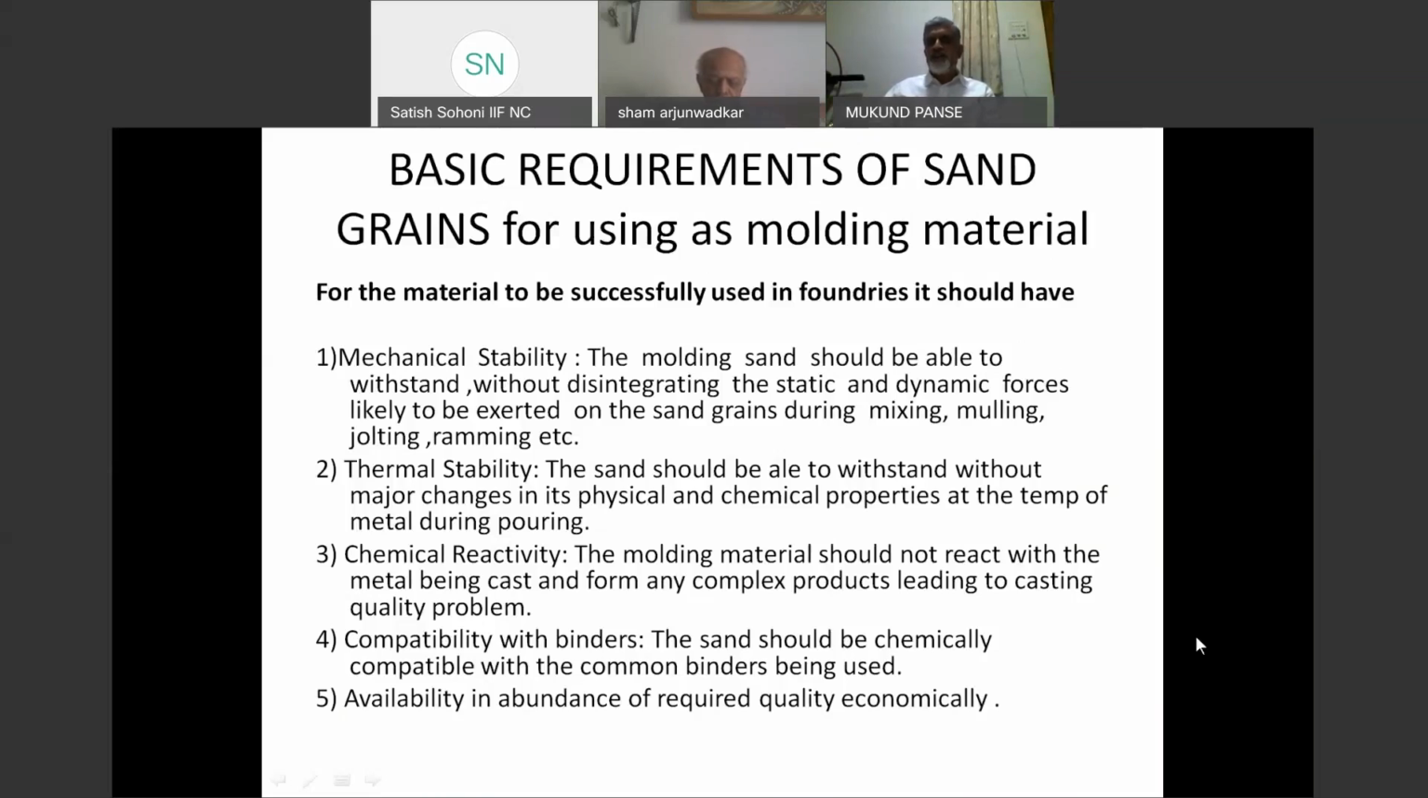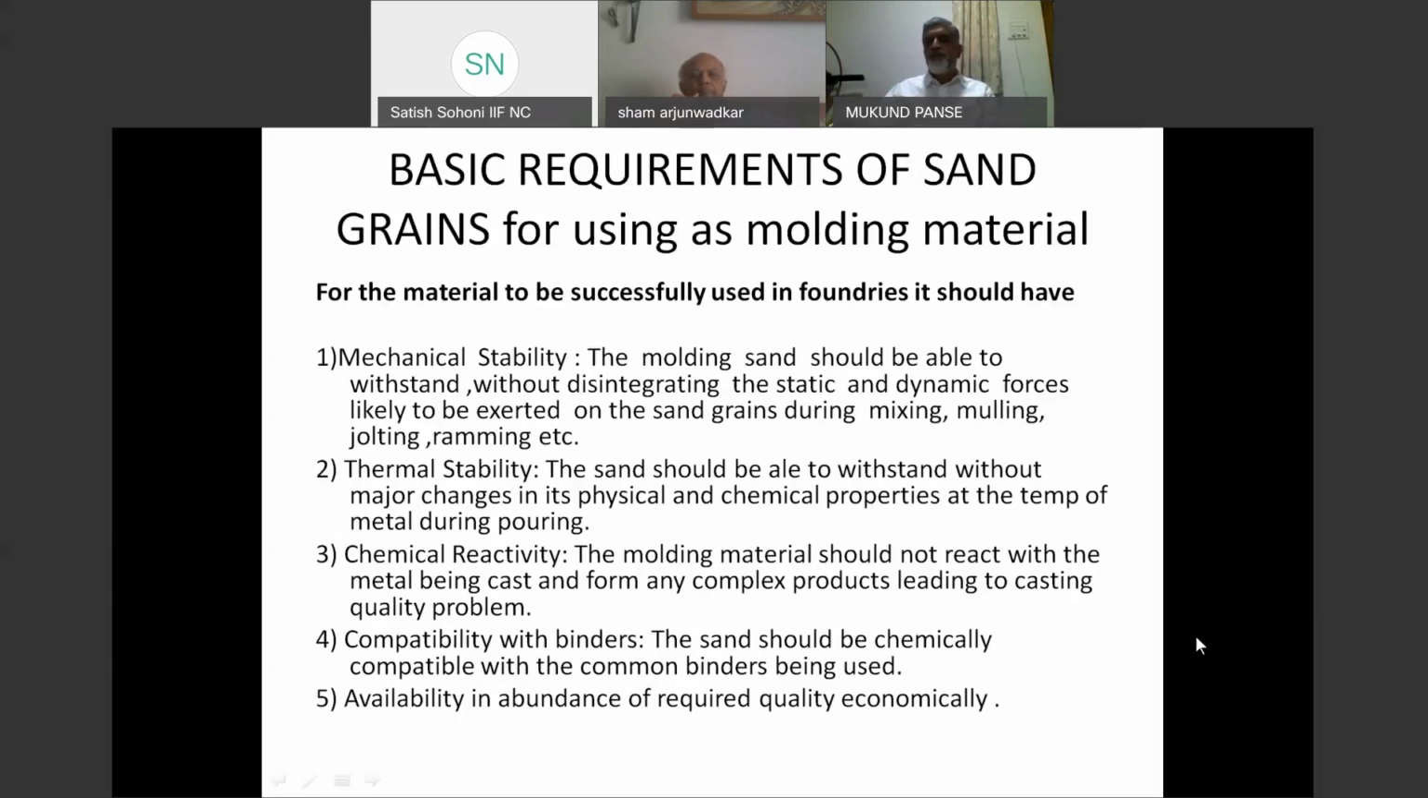Naturally, the best characteristic is the mechanical stability of the sand. See, sand is mined, then transported, then it is mixed in the muller or mixer, then certain pressures are exerted in making a mold, that is ramming or jolting or squeezing or whatever method you use to make a mold. Then again, metal is flowing on it. Then again, you are knocking out the sand. All these mechanical forces are applied. The basic sand grain should withstand these pressures and should not disintegrate. Otherwise, more fines will be formed and the shape will be distorted every time.